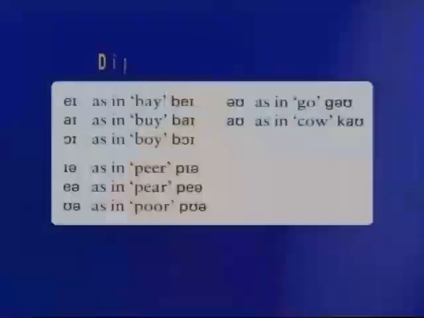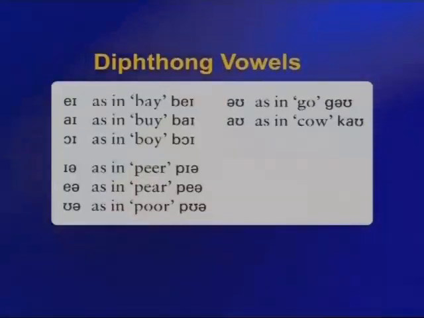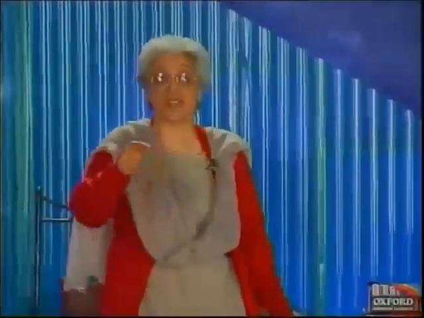Ow, as in cow. If you look at your screen, you will see the symbols, and you will notice that when you pronounce them, you move. The sound moves, glides from one vowel sound to another. It's a combination of two vowels put together.